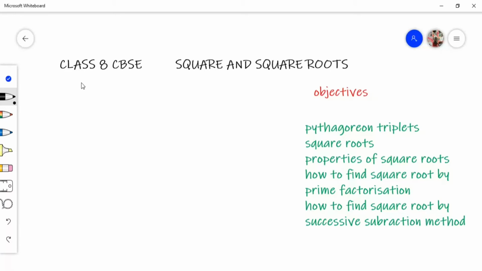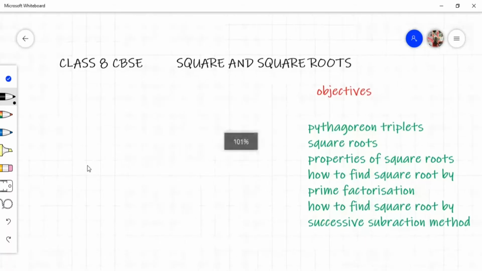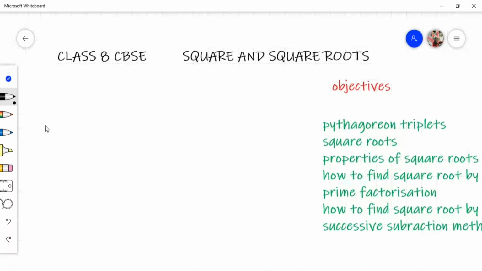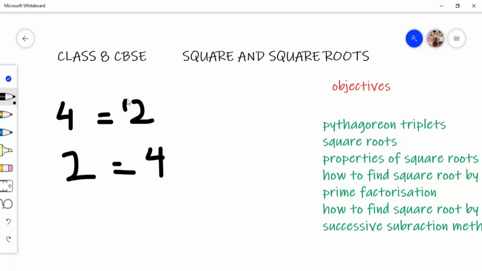So square roots means we know that 4 is the perfect square of 2, 9 is the perfect square of 3, 16 is the perfect square of 4, and so on. Okay, now if we reverse that, you should not say that 4 is the perfect square of 2. You should say that 2 is the square root of 4. So this number is said to be the square root of that number.